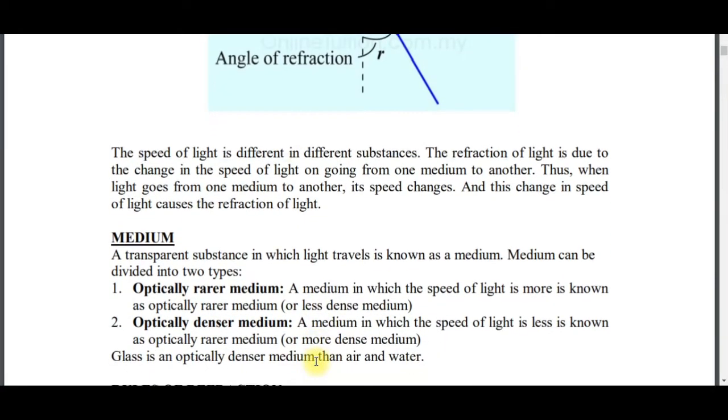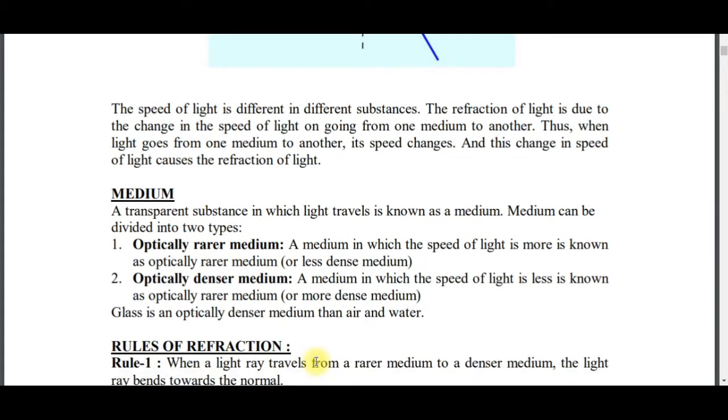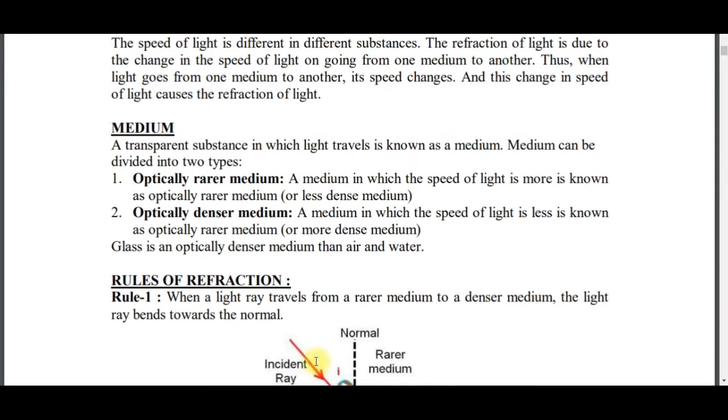Now we have been talking about medium, so we shall see what a medium is. A transparent substance in which light travels is known as a medium. A medium means the part of space where light can travel, which is transparent.